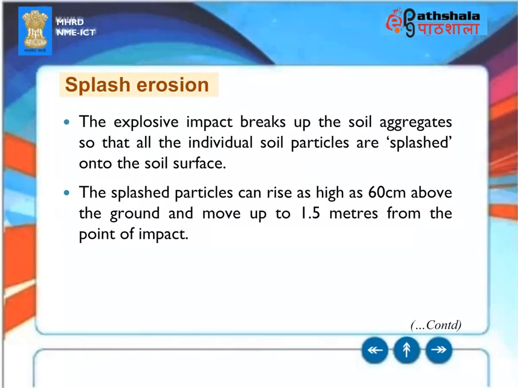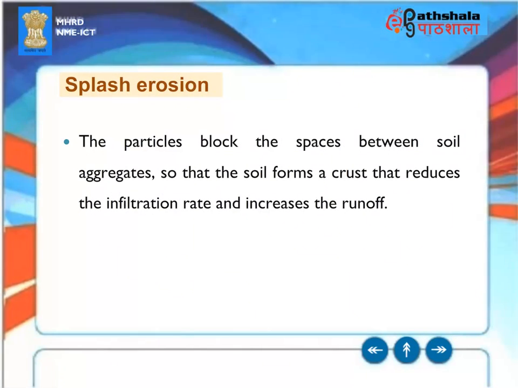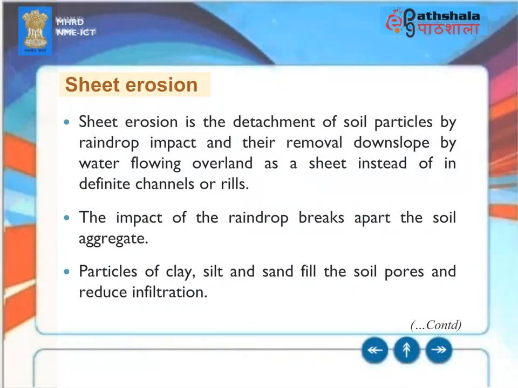The explosive impact breaks up the soil aggregates so that all the individual soil particles are splashed onto the soil surface. The splashed particles can rise as high as 60 centimeters above the ground and move up to 1.5 meters from the point of impact. The particles block the spaces between soil aggregates so that the soil forms a crust that reduces the infiltration rate and increases the runoff. Sheet erosion.